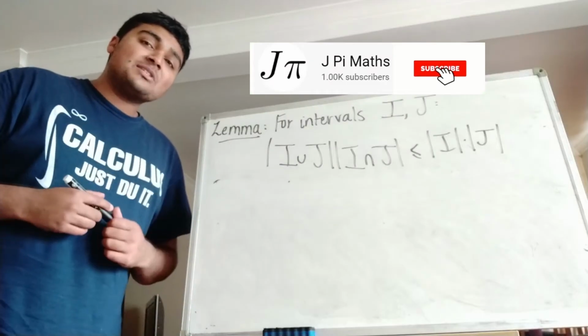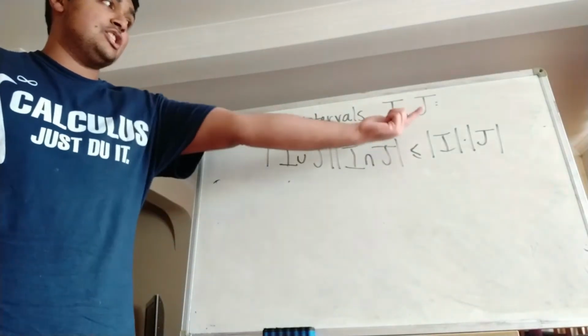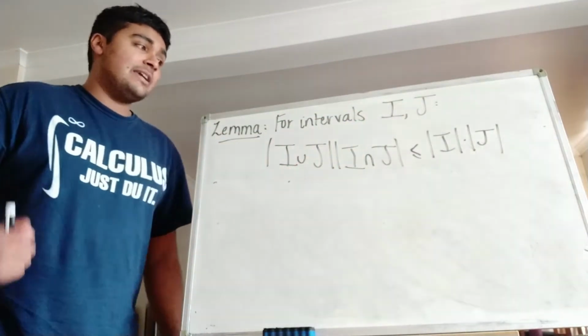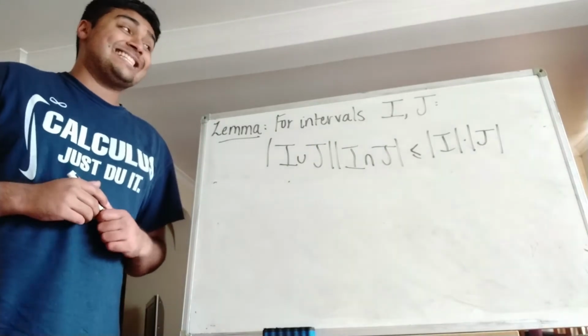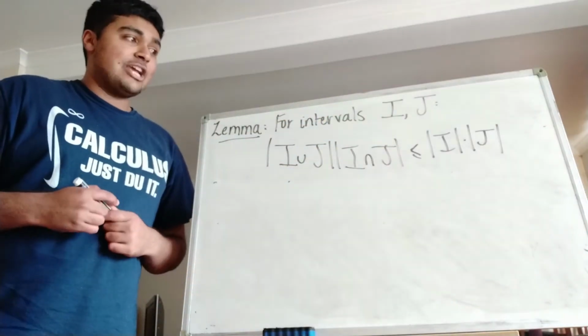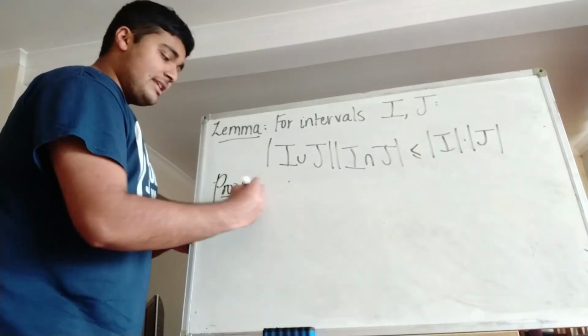Okay, so the first thing we want to do is state and prove a quick lemma. I claim that for all intervals I and J, we have this inequality holding: the length of I union J multiplied by the length of I intersect J is less than or equal to the length of I multiplied by the length of J. Now the way we're going to prove this is actually quite straightforward.